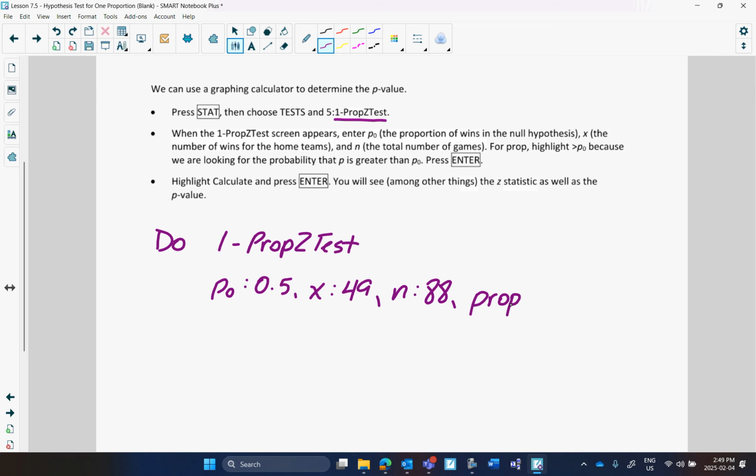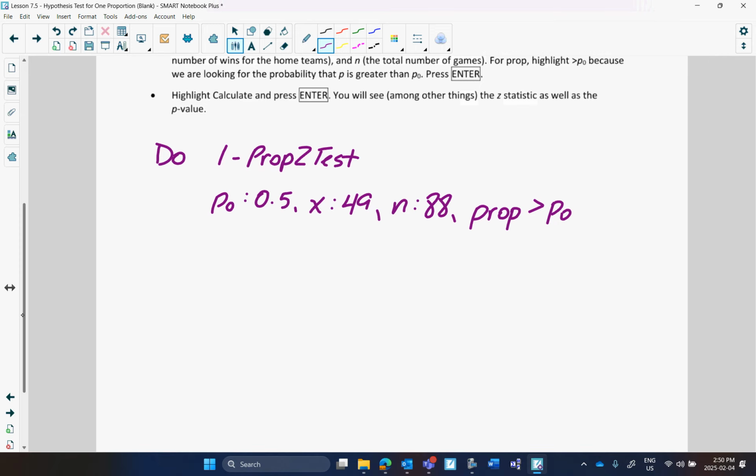or the proportion, is our alternative: not equal to P0, less than P0, or greater than. Which one was the alternative? Not equal, less than, or greater than? Greater than. So that's the one you highlight. So making sure that's highlighted. So 0.5, 49, 88. That's highlighted, calculated.